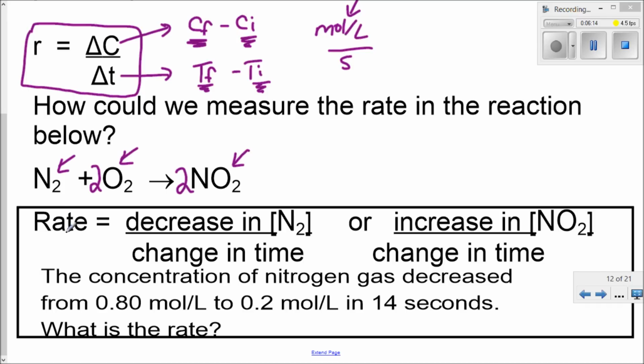So I've just written this down. The rate is the decrease in N2 over the change in time, or we can measure the increase of NO2 over the change in time. So really, we could also measure the change in O2. So let's take a look at an example here.